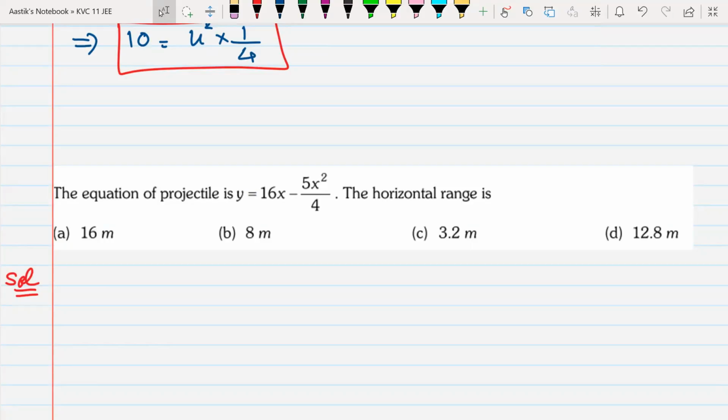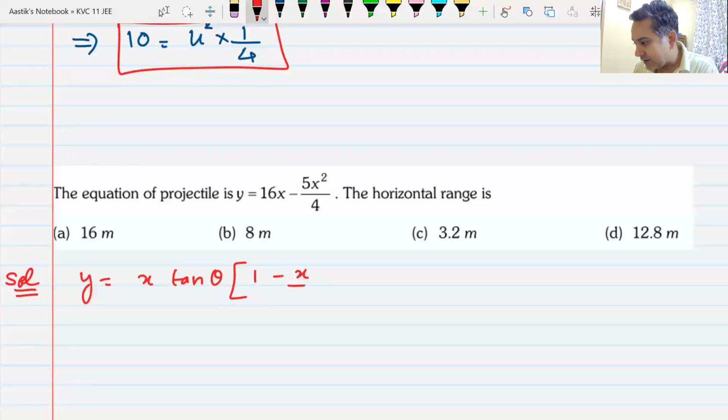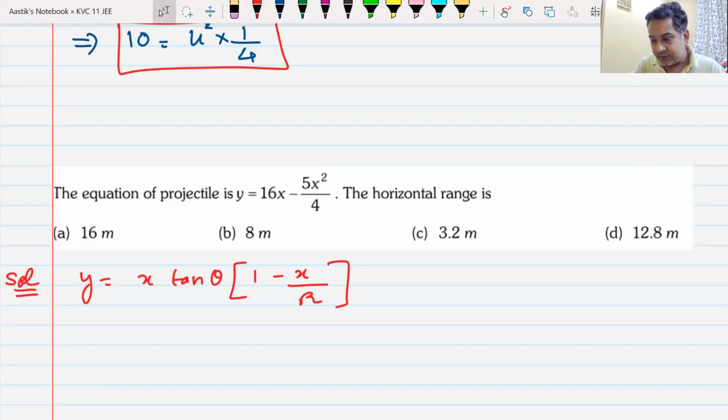So how are we supposed to do this? I'm not getting any responses, so I will do it. Which equation must I be comparing it with? I will compare it with the last equation that we had seen: y is equal to x tan theta into 1 minus x by R. Option D is correct. Well done. It's very difficult for me to see what is happening there. Sorry, but option D is the correct option for this one.